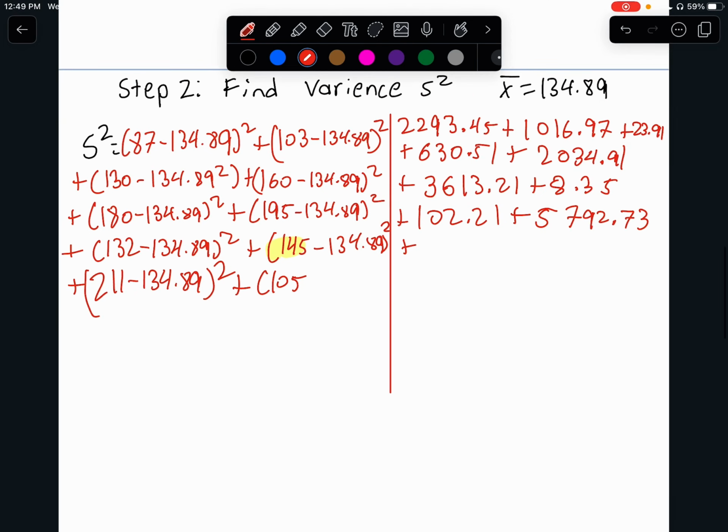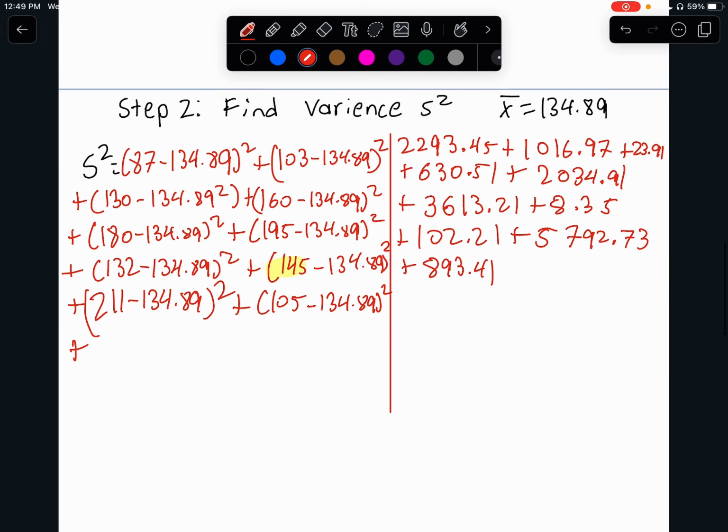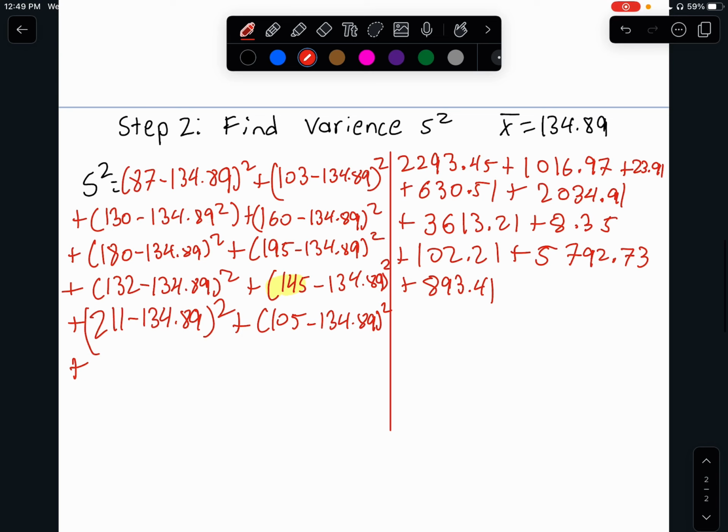minus 134.89 to the power of 2, so 105 minus 134.89 to the power of 2 equals 893.41 plus, oh, looks like we have another 145, so we go subtract it. Again, remember, we don't have to do this calculation, because we already did it before. So we'll still write it out, but we can just put again 102.21, because that's a similar one.